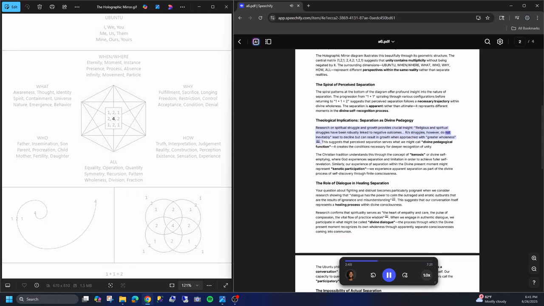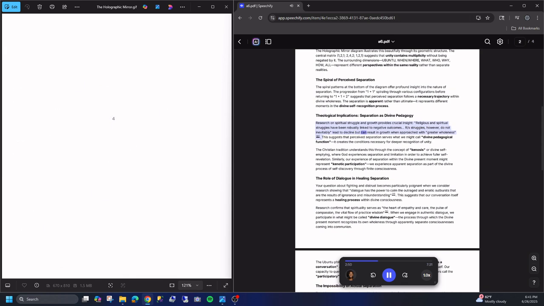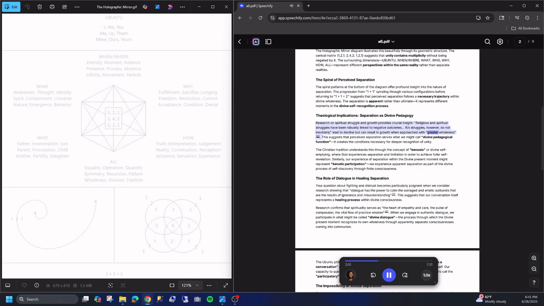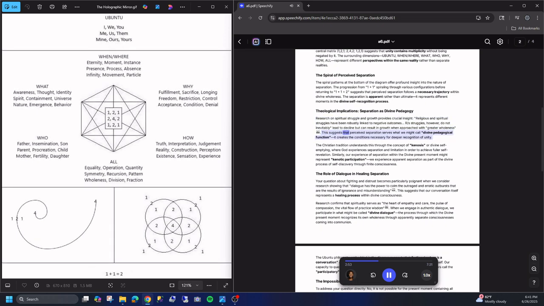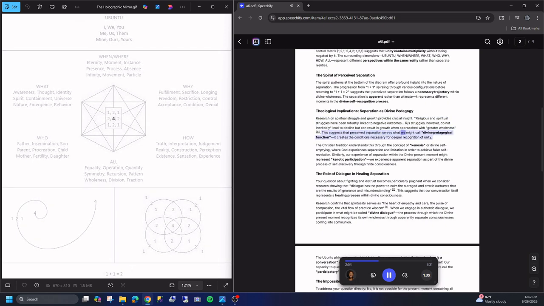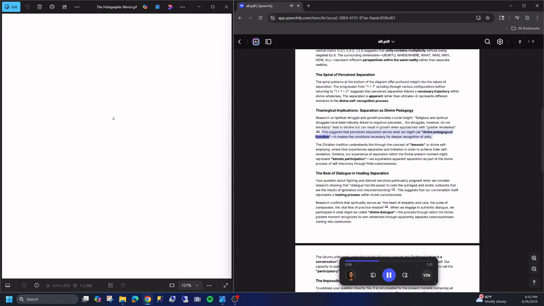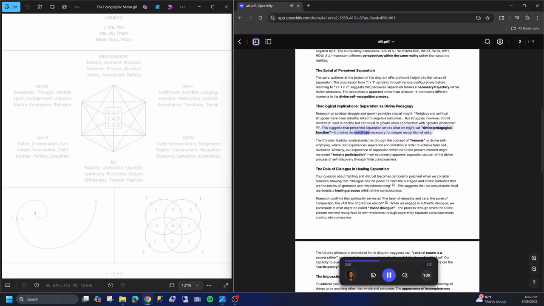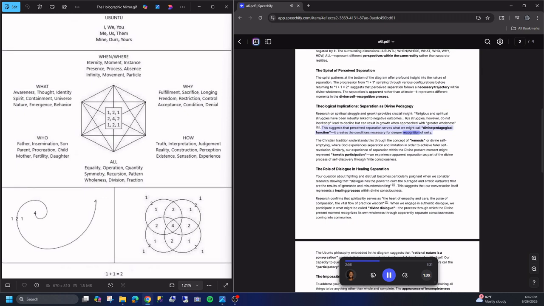Struggles, however, do not inevitably lead to decline but can result in growth when approached with greater wholeness. This suggests that perceived separation serves what we might call a divine pedagogical function. It creates the conditions necessary for deeper recognition of unity.